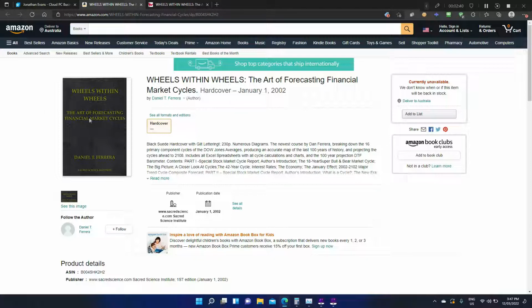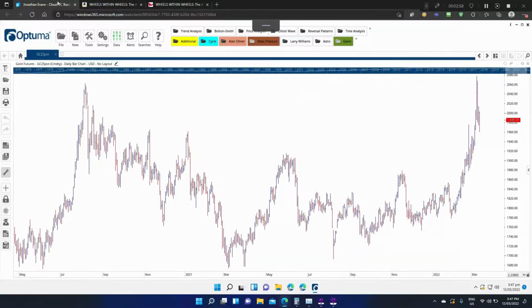And yeah, so Wheels Within Wheels I've spoken about before on the channel. If you're new here, this is probably your first introduction. This is going to go into market cycles, and also the phenomena of wheels within wheels, meaning there are shorter term cycles within longer term cycles, and so forth. So the wheel just goes around and around, with the wheel being in another wheel.